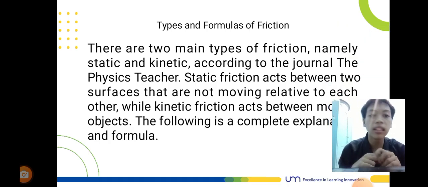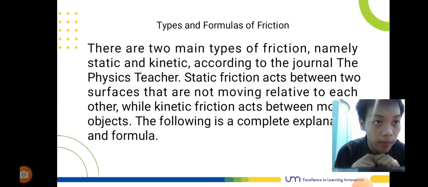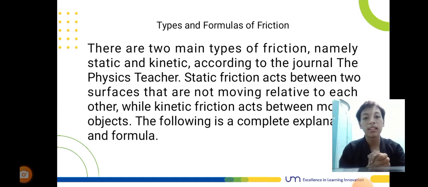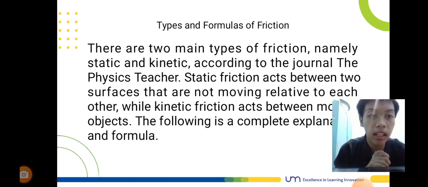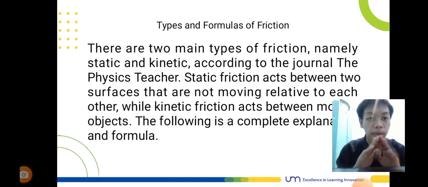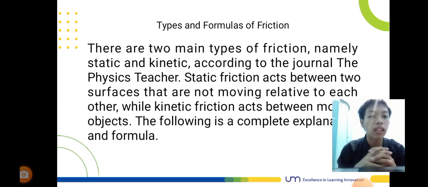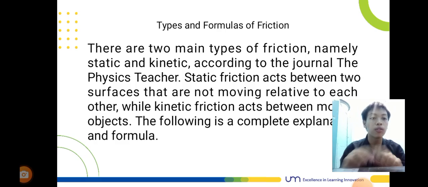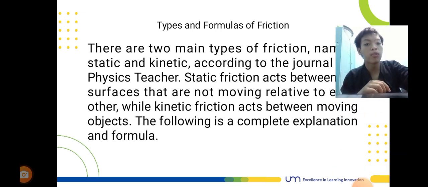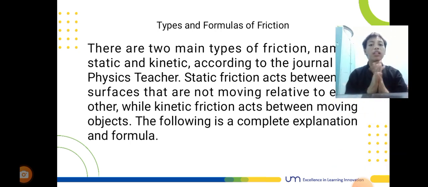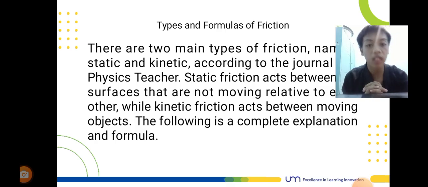There are two main types of friction, namely static and kinetic. According to the journal of physics teachers, static friction acts between two surfaces that are not moving relative to each other, while kinetic friction acts between moving objects. The following is a complete explanation and formula.